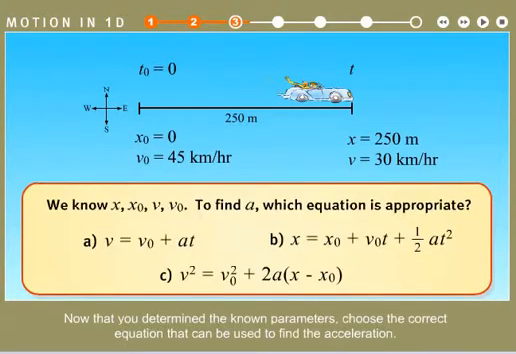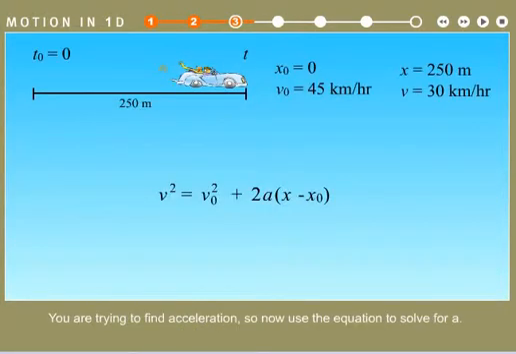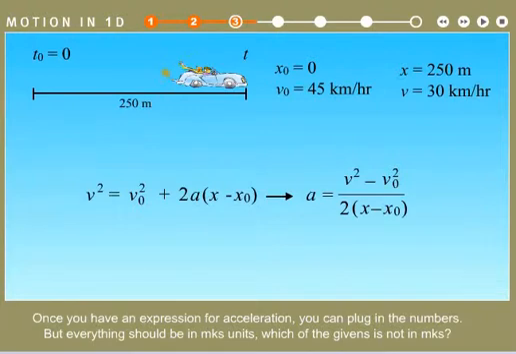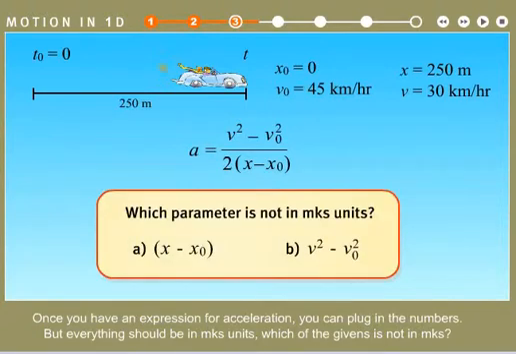Now that you determined the known parameters, choose the correct equation that can be used to find the acceleration. You are trying to find acceleration, so now use the equation to solve for a. Once you have an expression for acceleration, you can plug in the numbers. But everything should be in MKS units. Which of the given parameters are not in MKS units?